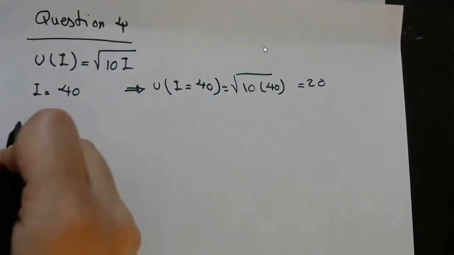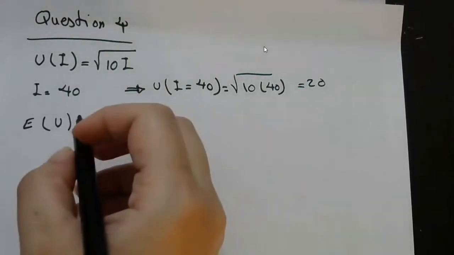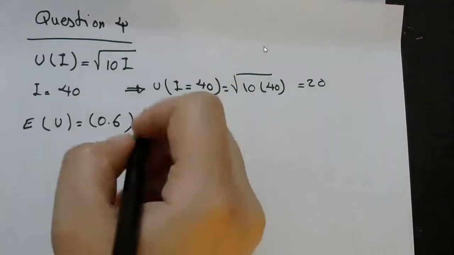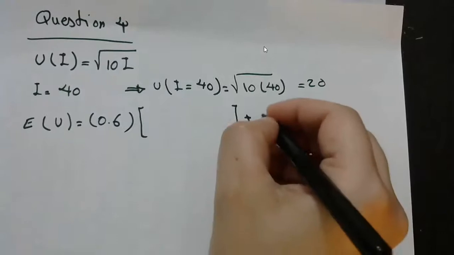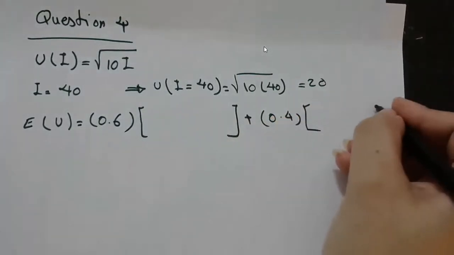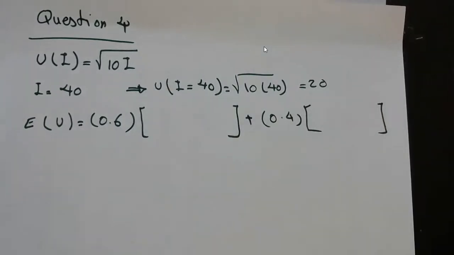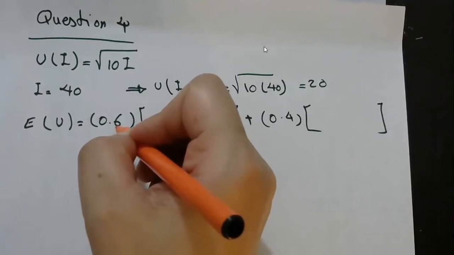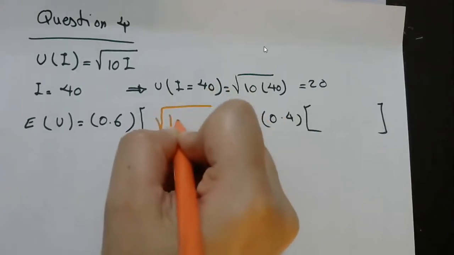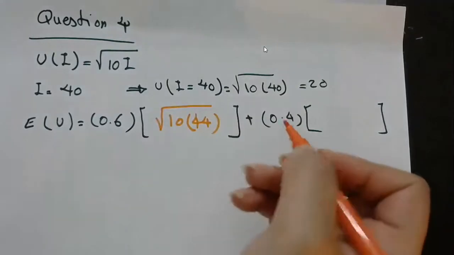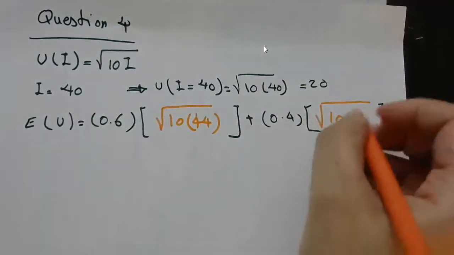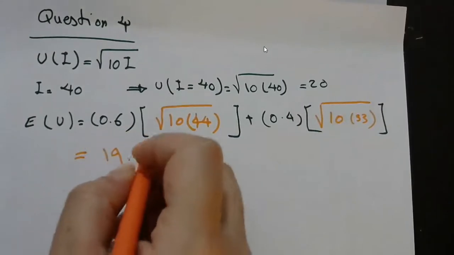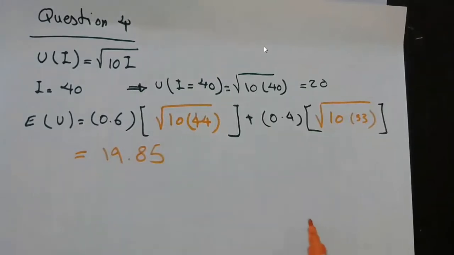Then the expected utility. What is the formula of expected utility? The probability of one situation multiplied by the utility of that situation plus the probability of the other situation multiplied by the utility of the other situation. The probabilities are given in the question, we just have to calculate the utility associated with each situation. So here is 10 multiplied by 44, and here is 10 multiplied by 33. So how much is the final number? It should be 19.85. So this is the expected utility.